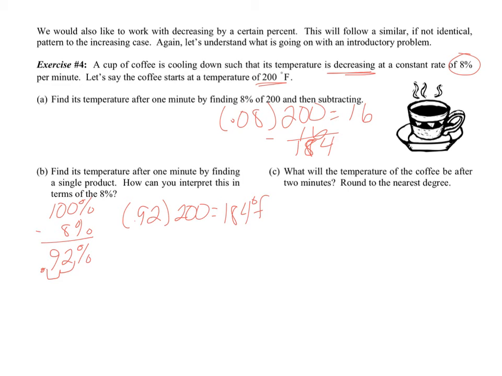Now it says, what will the temperature of the coffee be after 2 minutes? So I'm going to say, okay, 0.92 again, because that's my constant rate. Now the coffee is currently at 184 degrees, so I'm going to multiply that by 184. So 0.92 times 184 will give me 169 degrees.